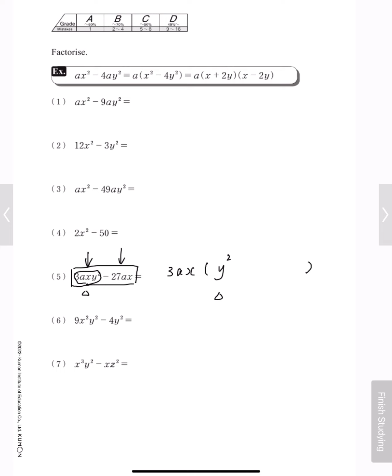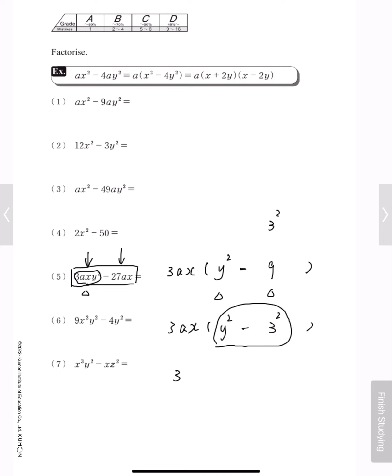I'm having a good feeling here. Minus, what's 27ax divided by 3ax? Oh, it's 9. But what's 9 again? Hold on. Oh, 9 is just 3 to the power of 2. So inside a bracket, I have y to the power of 2 minus 3 to the power of 2. So again, the smart you, can you do a factorization for this? Pause the video for a little bit and we're going to come back to it.